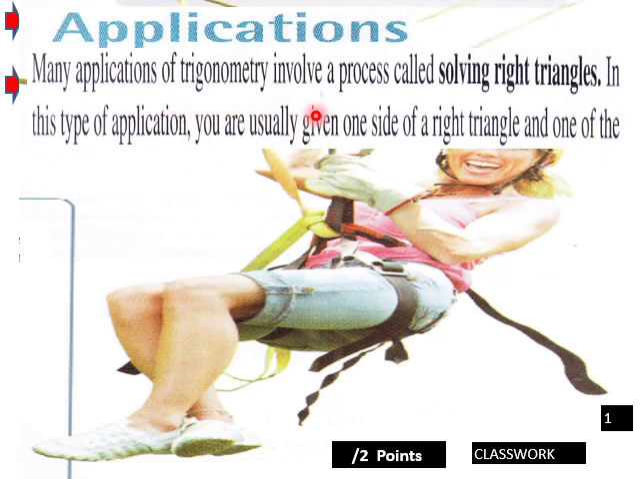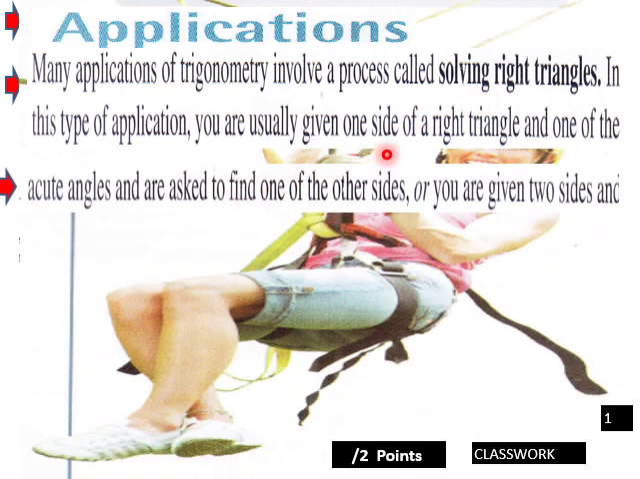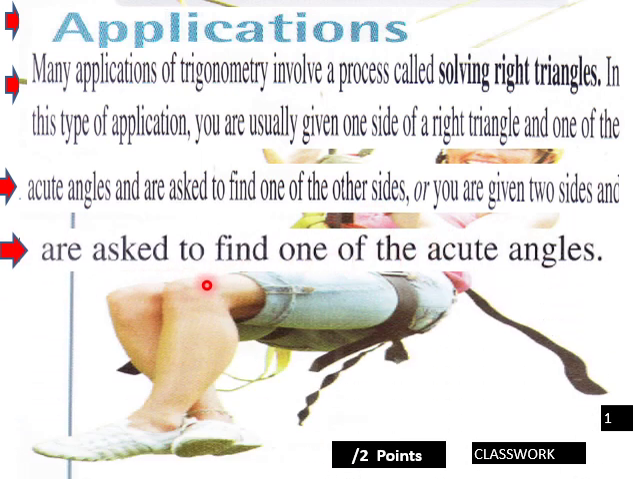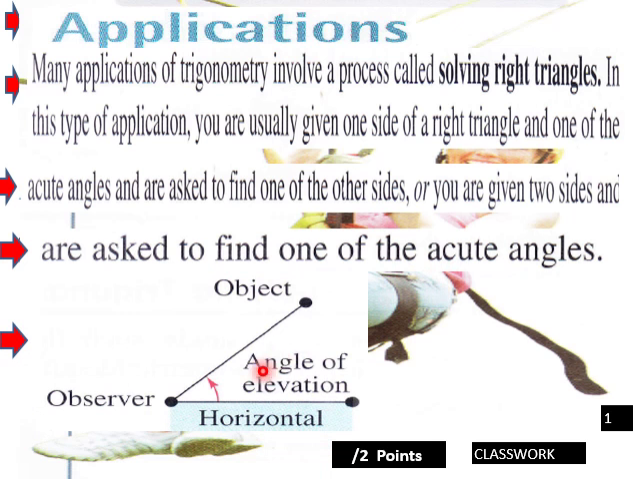So many applications of trigonometry involve a process called solving right triangles. In this type of application, you're usually given one side of a right triangle and one of the acute angles and are asked to find one of the other sides. Or you are given two sides and are asked to find one of the acute angles, like in this situation here. So you're given this side, maybe a hypotenuse, and then the angle of elevation. We're given an angle, and usually there's a right angle down here for that.